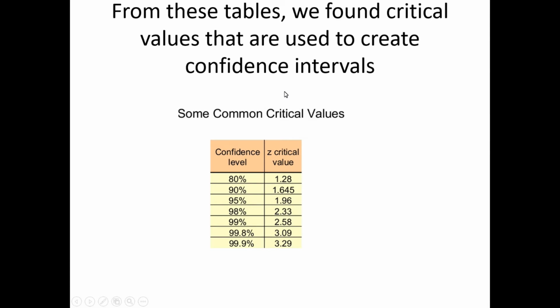After making the full table, there are some common critical values that are found. Basically, if you want to be 80% confident that it's within that range, it would be a z critical value of 1.28, which means that if you're 1.28 standard deviations to the right and 1.28 standard deviations to the left, between those is 80% of everything that can happen.